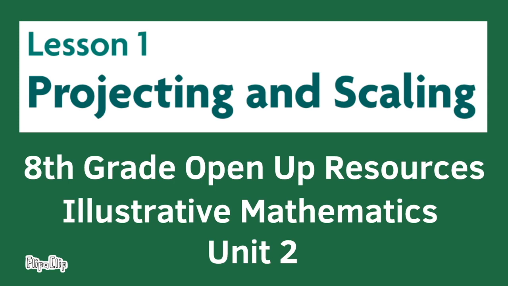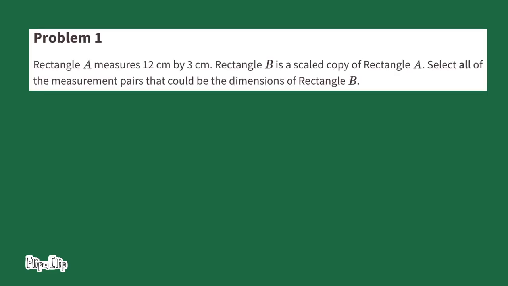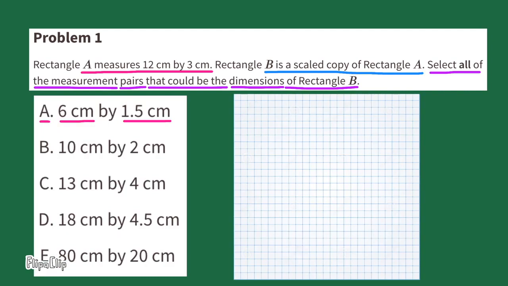8th grade Open Up Resources, Illustrative Mathematics, Unit 2, Lesson 1, Projecting and Scaling. Number 1. Rectangle A measures 12 centimeters by 3 centimeters. Rectangle B is a scaled copy of rectangle A. Select all the measurement pairs that could be the dimensions of rectangle B. 6 centimeters by 1.5 centimeters.